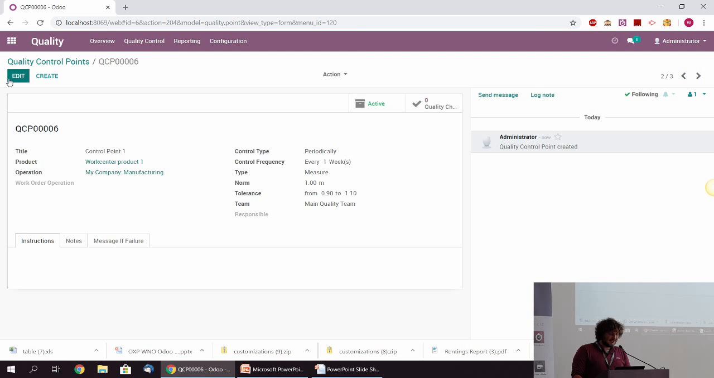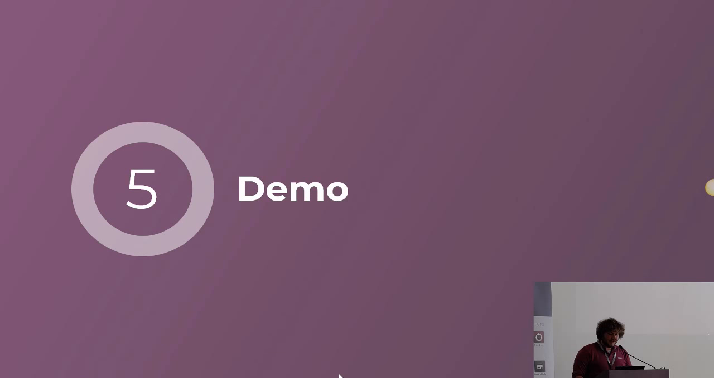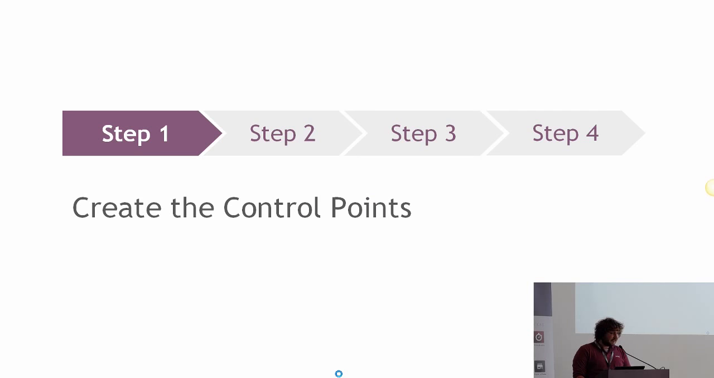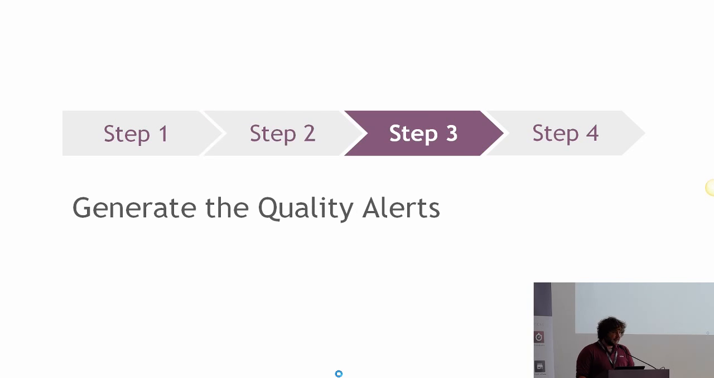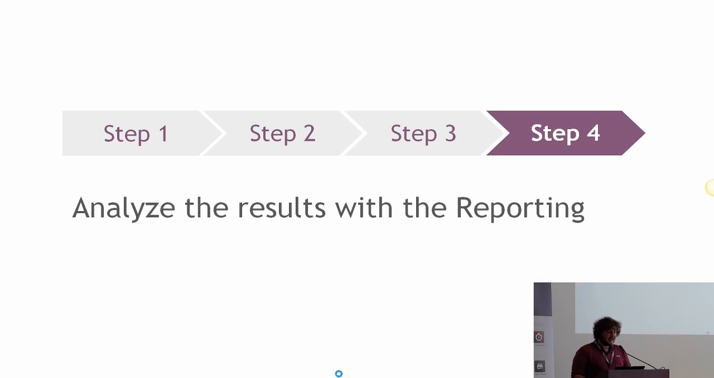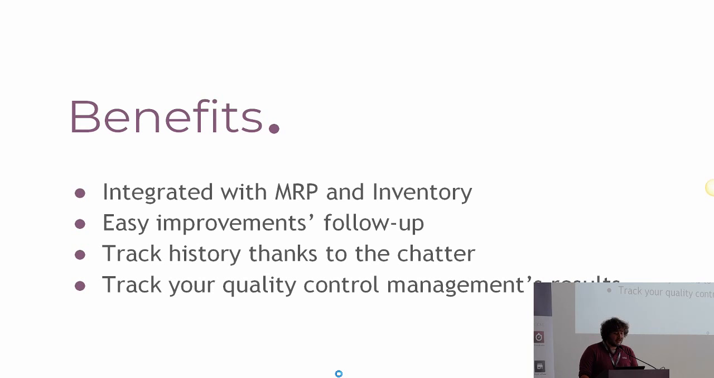I don't know if anybody has other questions. No? Okay. So a recap. This is a very simple workflow. First step, you create your control points. After that, you do the quality checks where you are creating your manufacturing orders and deliveries, receipts. You generate quality alerts. And after that, you analyze the results with your reporting, and then you will have the information on where the quality is damaged in your products and in your workflow.